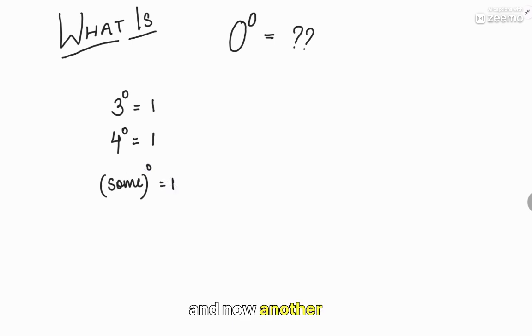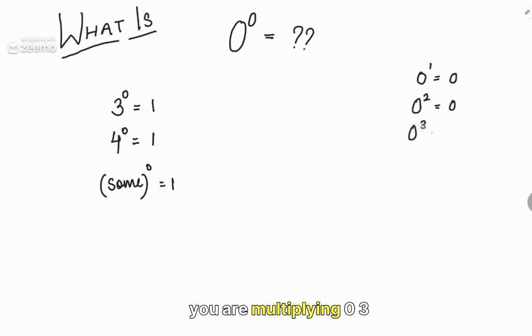Okay. And now another thing. What if I write 0 raised to power 1? You will write 0. What is 0 raised to power 2? 0, right? That means you are multiplying 0 three times, you are getting 0, right? So these are two concepts.